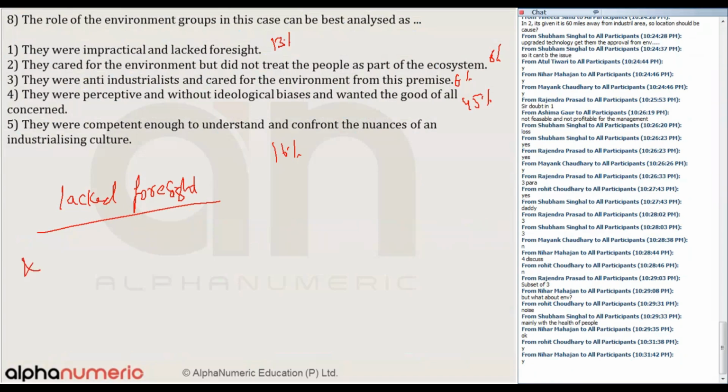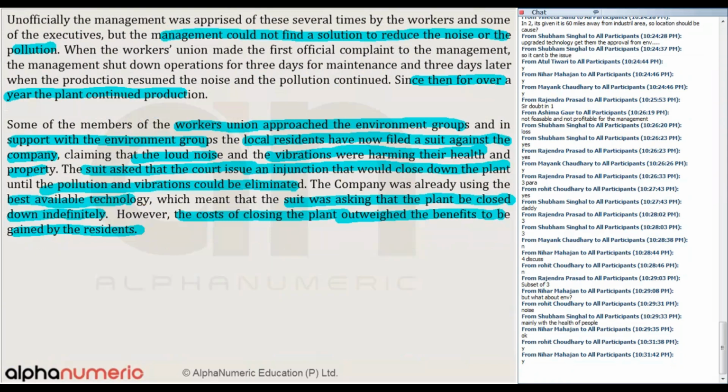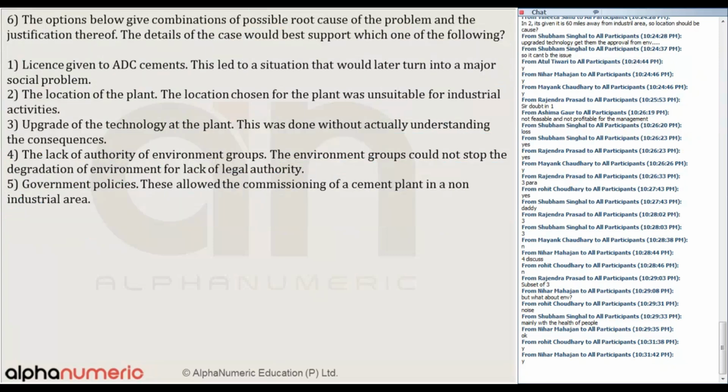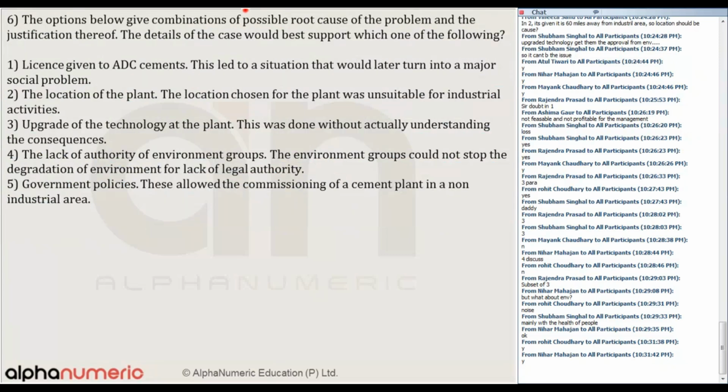Also, another thing which has happened here in the passage, once they identified the problem, which is given probably in the last paragraph: "However, the cost of closing the plant outweighed the benefits to be gained by the residents." So they did not think about this. They are directly telling the management to shut down the factory. So they are again not thinking about what is going to happen if the factory is closed down. What is going to happen to the 900 local residents? They are not thinking along those lines also.